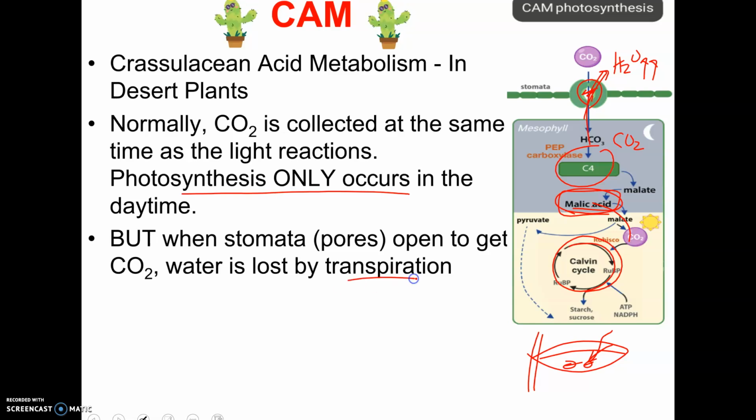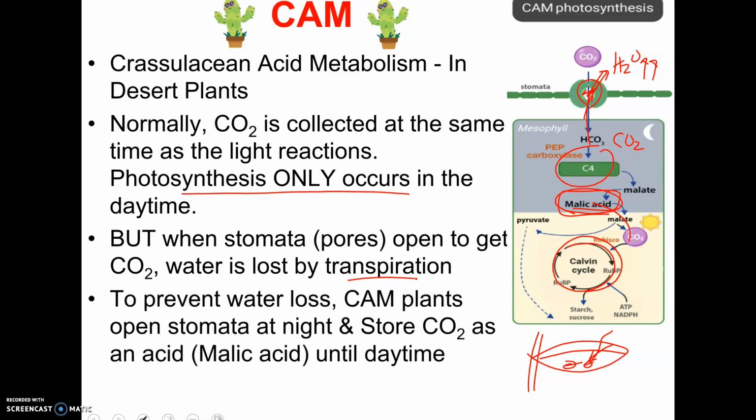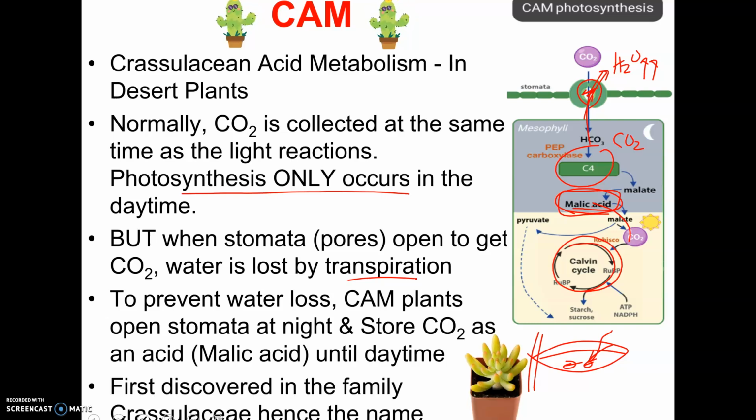So water is lost. We learned about this before, it's called transpiration. And so to prevent the water loss, the CAM plants open the stomata at night. They do not do photosynthesis at night. They just store the carbon dioxide until the daytime. And the name comes from the fact that it was first discovered in plants in the family Crassulaceae. I can't even pronounce it. Crassulaceae, which look kind of like this. It's also done in cactuses, but that's where the name crassulacean acid metabolism comes from. The acid is not called crassulacean acid. It's actually malic acid that's made, but we call it CAM for short.